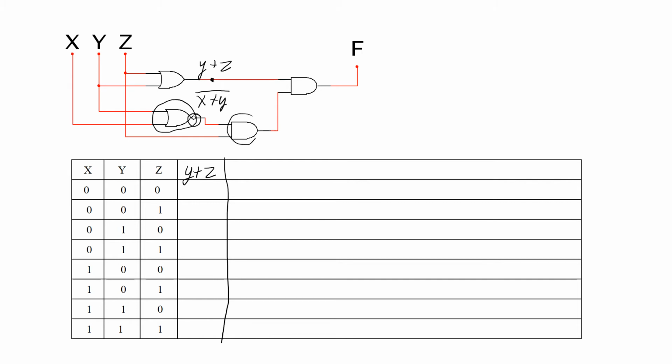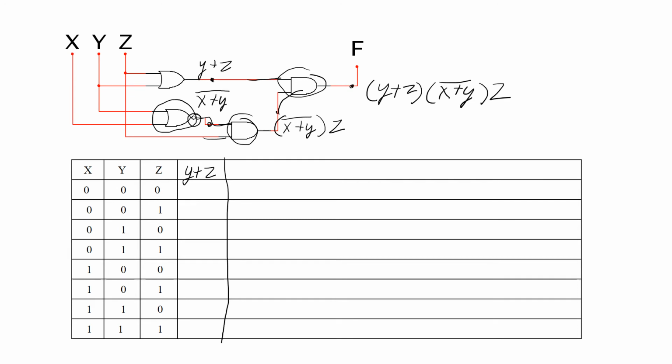So coming out of here, I have X or Y NOTed, right? That's this input right here. And then I have a Z. So that is getting ANDed with Z. And then finally, this last AND gate is going to AND together these two. So for each logic gate, I've created a test point, a little point where I've written the equation. And finally, at this last point, I'm just ANDing together Y or Z with X or Y NOTed with Z. It's just this guy ANDed with this guy. They're both going into an AND gate.